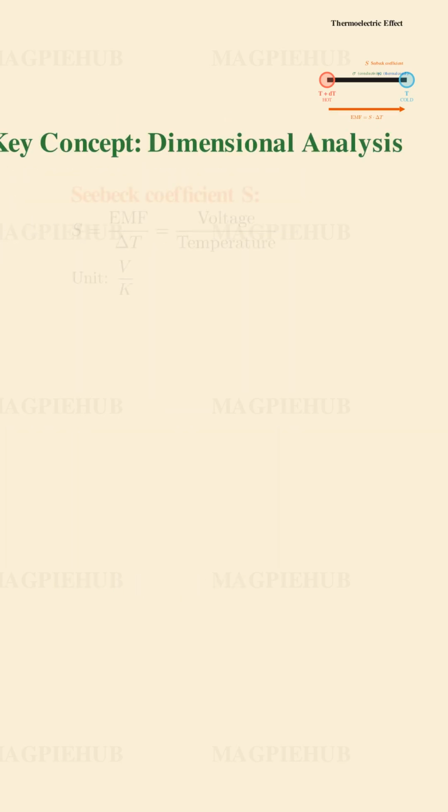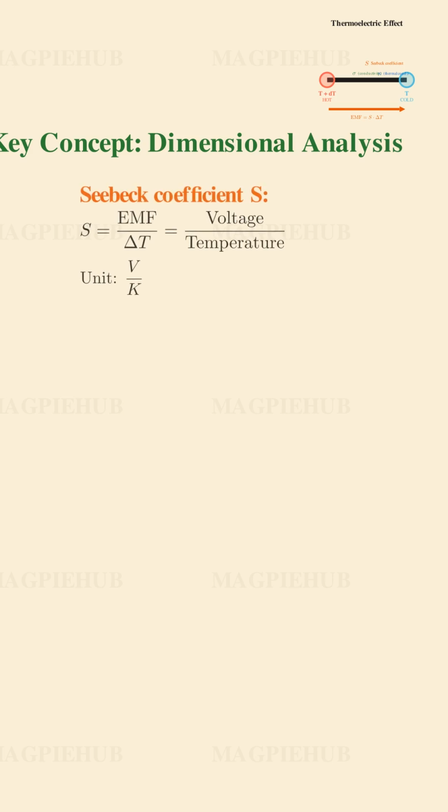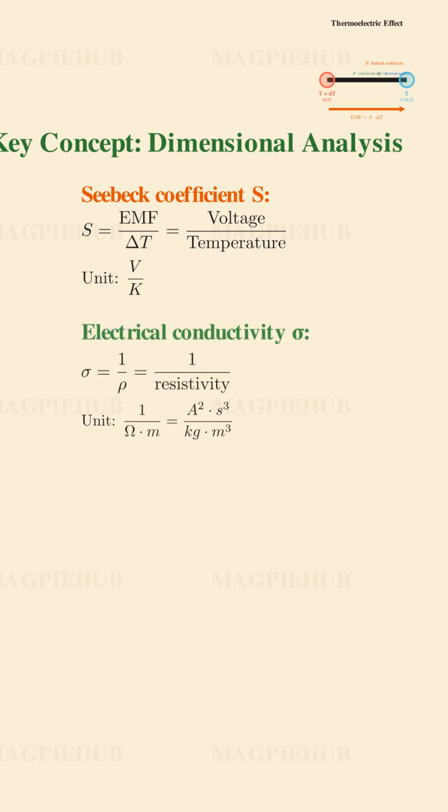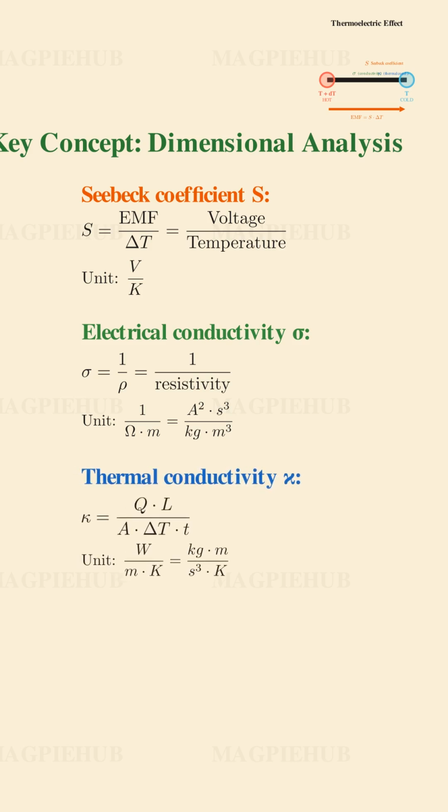The Seebeck coefficient S is EMF per unit temperature difference, so its unit is volts per Kelvin. Electrical conductivity sigma is the reciprocal of resistivity with unit 1 over ohm meter. Thermal conductivity kappa measures heat flow with unit watts per meter per Kelvin. We need to express each in terms of fundamental dimensions M, L, T, I, and K. Now let us find dimensions step by step.